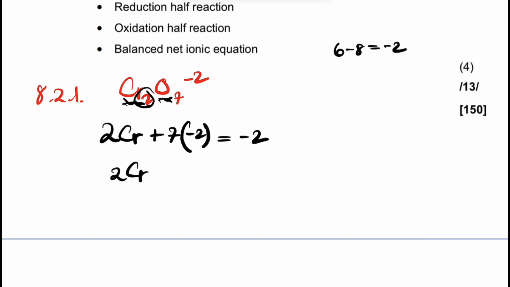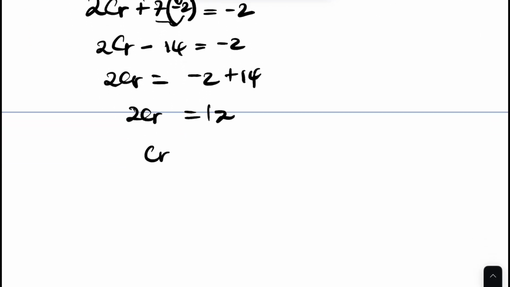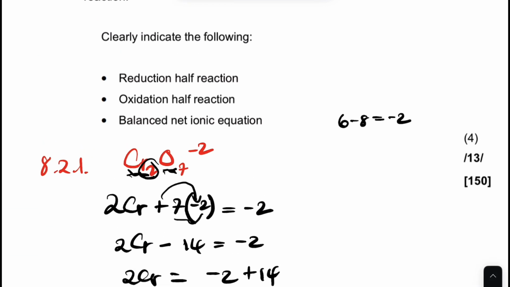So you have 2 Cr, and in this one it's positive times negative. It's negative 2 times 7, it's 14. And then -2 on that side. And then you have 2 Cr equal to -2 plus 14. So the 2 Cr is going to be 12. And then you divide by 2. The Cr is going to be plus 6. So the oxidation number for chromium is plus 6.